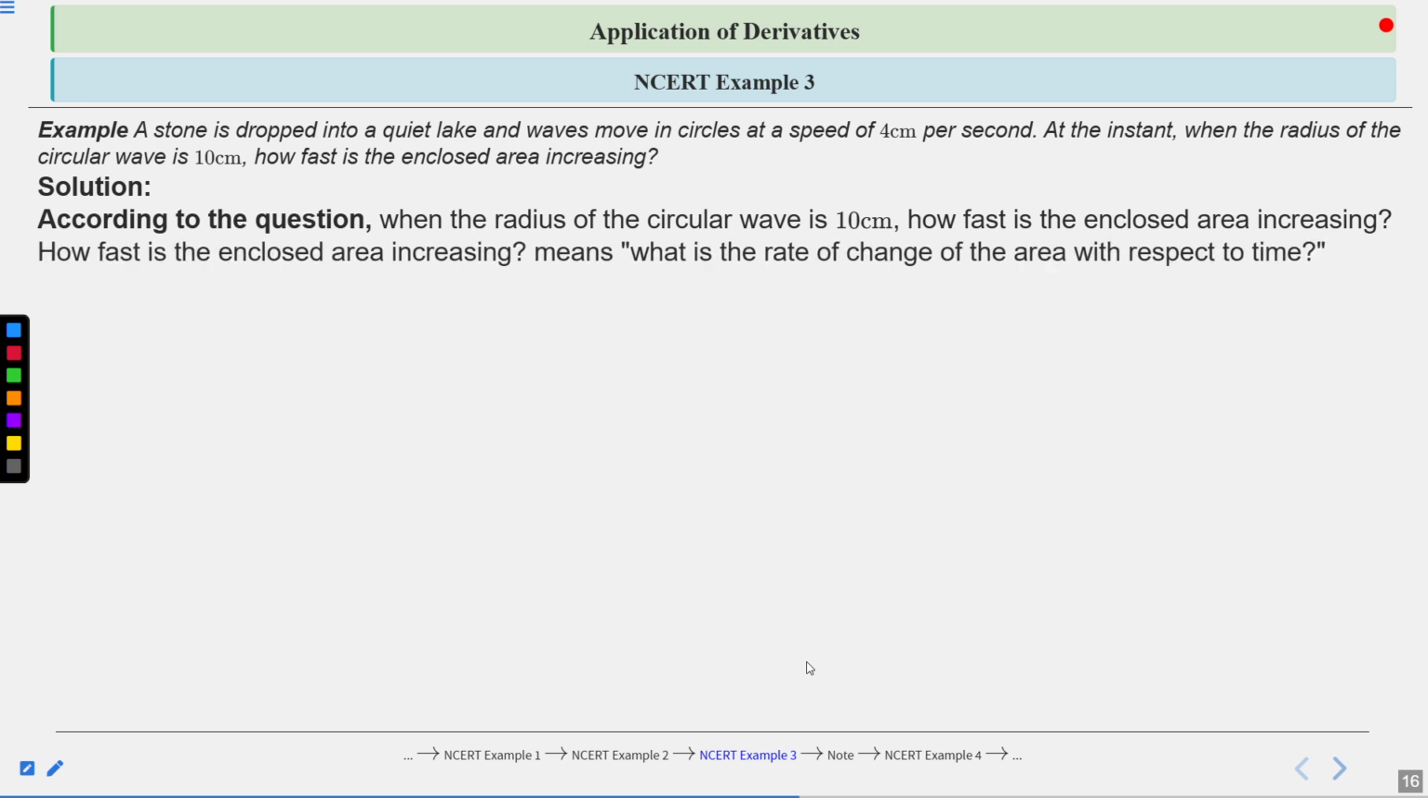So how fast the enclosed area is increasing means what is the rate of change of area with respect to time, right? Clear? That is, we need to find dA upon dt at r is equal to 10 centimeter, right? Clear?